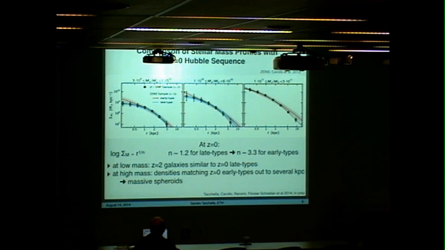Looking at the high mass, we can see that the densities match the redshift 0 early type galaxies, not only in the very center, but actually out to quite a large radius, up to a radius of about 2 to 3 kiloparsec. Out in the most outer parts, maybe at 5 kiloparsec and thereafter, there's maybe still some mass missing. So this means that our galaxies have already saturated to local bulge-dominated systems.